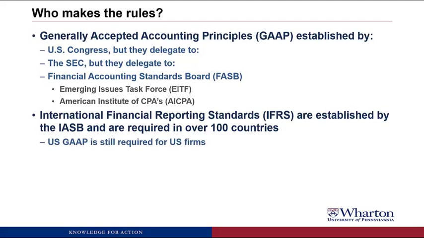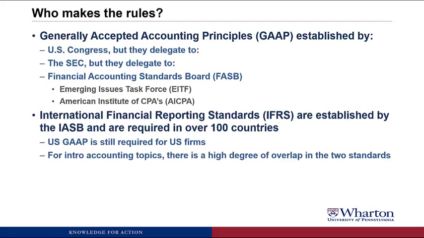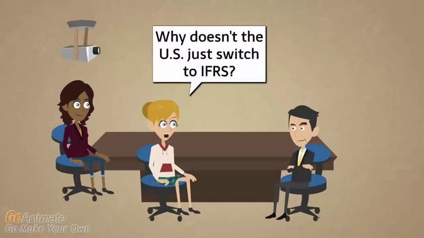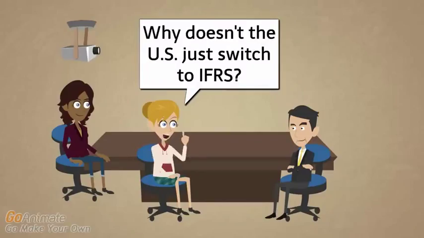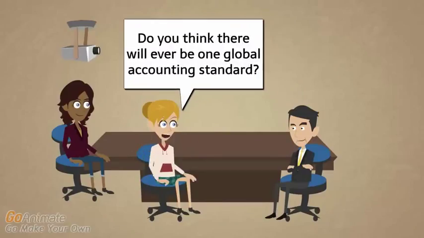But as of now, U.S. GAAP is still required for U.S. firms. So basically, there are two big sets of accounting standards in the world. But the good news is, for almost all of the introductory accounting topics that we look at in this course, there's a very high degree of overlap in the two standards. Why doesn't the US just switch to IFRS? Do you think there will ever be one global accounting standard?